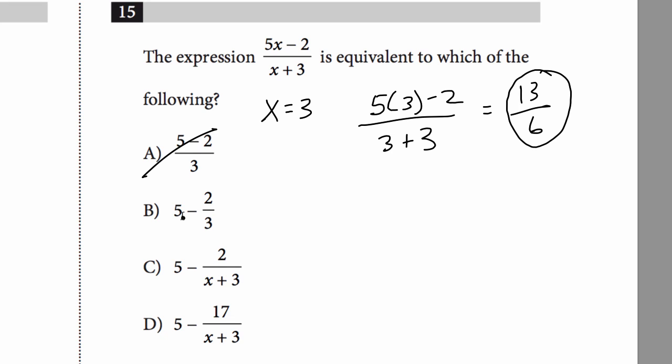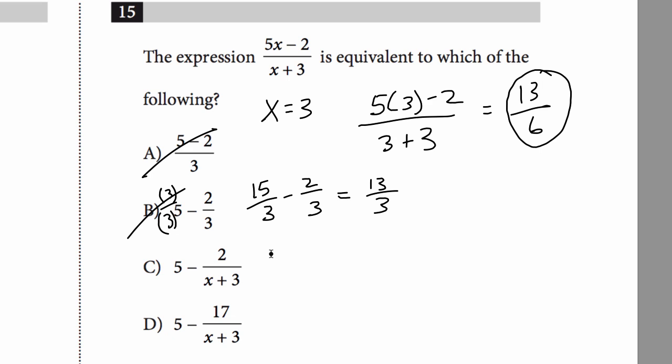That's going to be 5. Let's simplify this. That's going to be 3 over 3. Right, I want a common denominator. So it's 15 over 3 minus 2 over 3. Oh boy, what do you know? That's going to be 13 thirds. Dude. Not right.